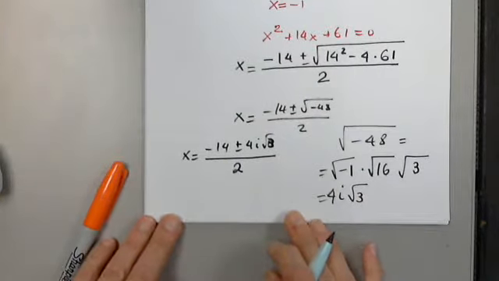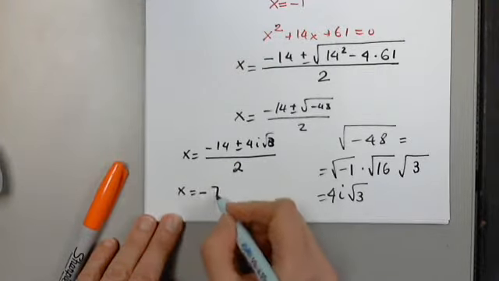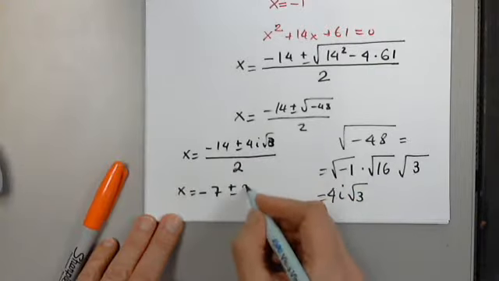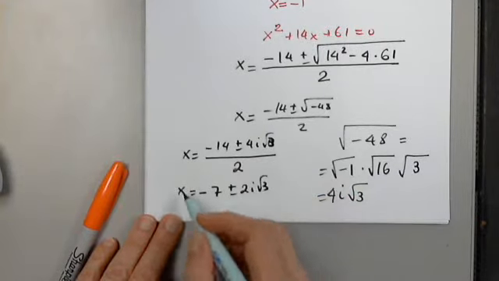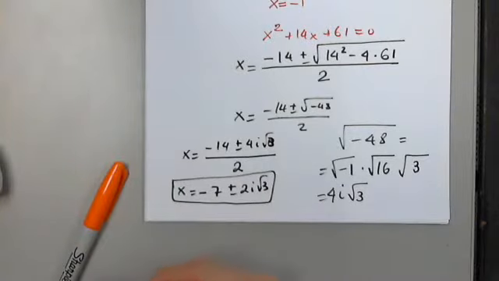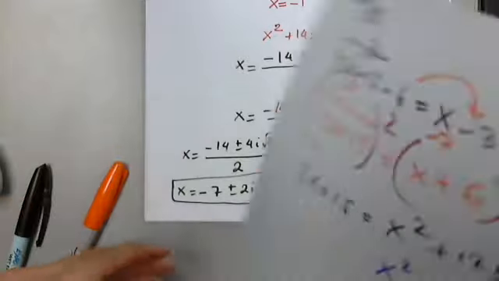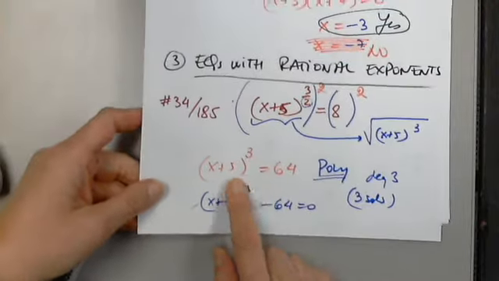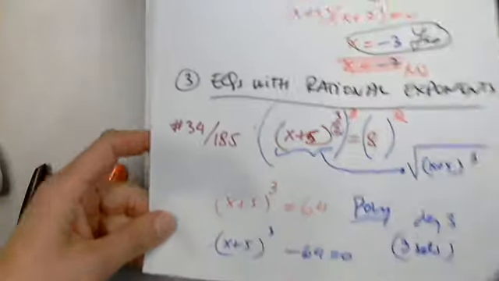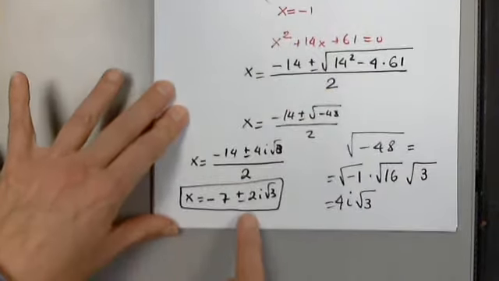You cannot simplify in a sum, but you can separate. Negative 14 over 2 is negative 7, and plus or minus 4i the square root of 3 over 2 will be 2i the square root of 3. A lot of work on this problem, because it became a polynomial of degree 3, and we had to find 3 solutions. Here's the first solution, and here are the other 2.